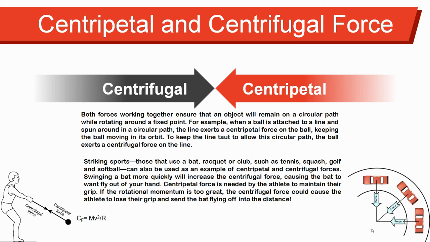Striking sports, those that use a bat, racket, or club, such as tennis, squash, golf, and softball, can also be used as examples for centripetal and centrifugal force. Swinging a bat more quickly will increase the centrifugal force, causing the bat to want to fly off the hand. The centripetal force is needed by the athlete to maintain the grip if the rotational momentum is too great. The centrifugal force could cause the athlete to lose their grip and send the bat flying off into the distance.